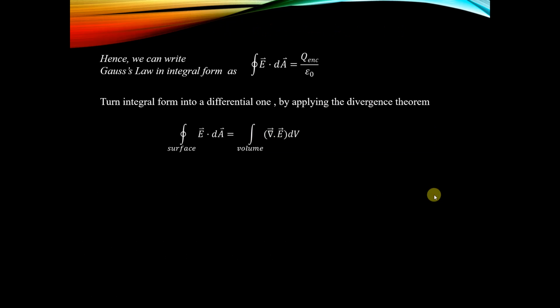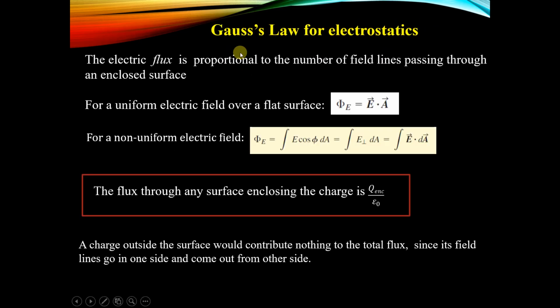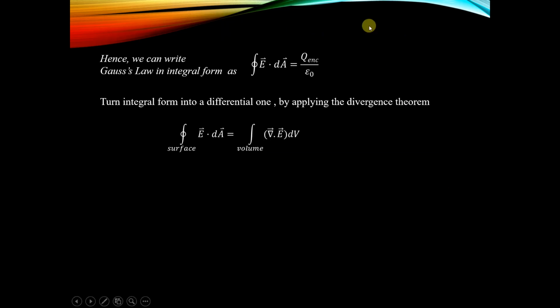Now we can represent it in integral form. We already have that for a non-uniform electric field, the flux is given by integral E dot dA. Since it is a closed surface which we are considering, we can consider this integral as a closed integral. So if we apply the Gauss law now, we get closed integral E dot dA is equal to Q enclosed by epsilon naught. This is the integral form representation of the Gauss law, a very important relation.